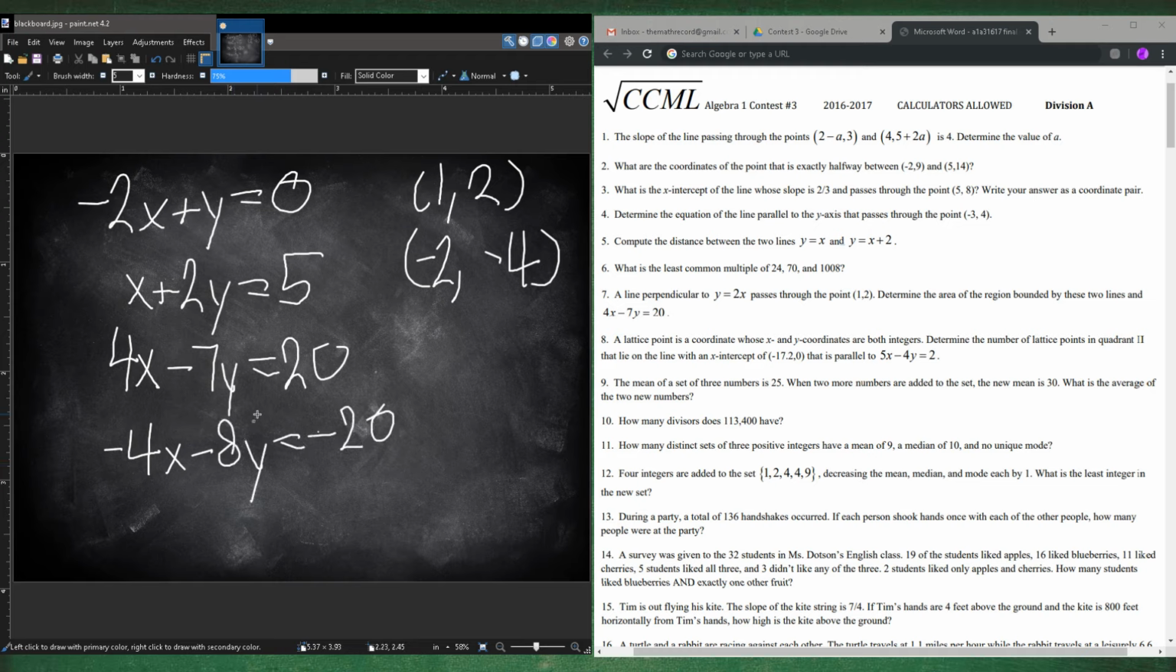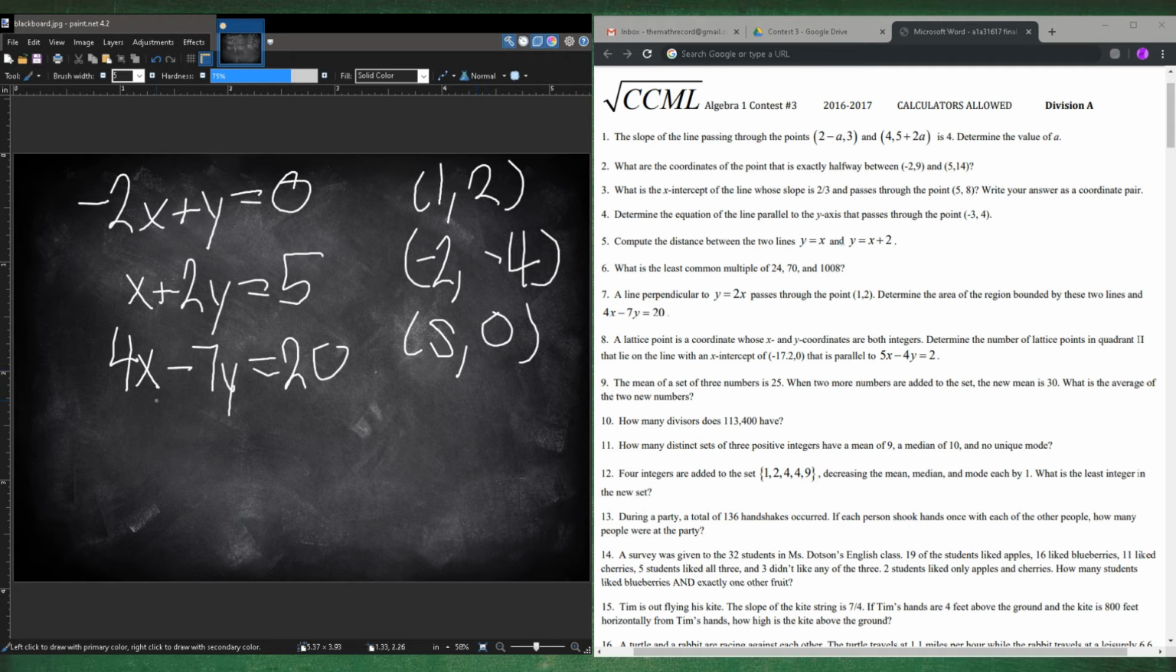Adding that together, you get that y is equal to 0, because this will cancel out and this will cancel out, so no matter what that is, it's got to be 0. So we got (5, 0) as our last point. Now we just need to find the area.